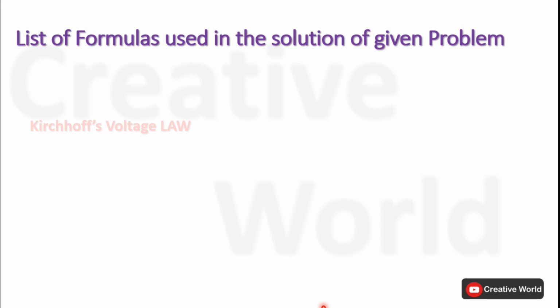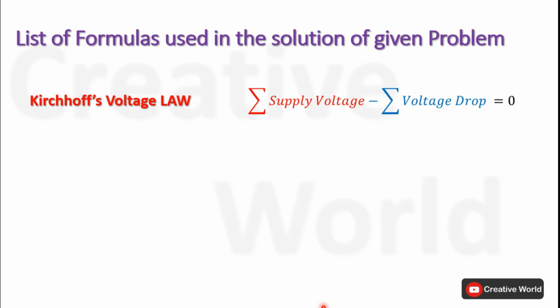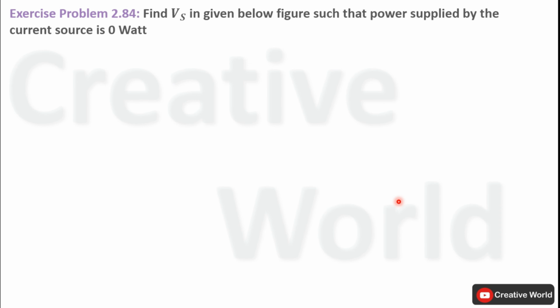While solving this problem, we will be using Kirchhoff's voltage law. According to this law, the cumulative supplied and dropped voltage across circuit elements in a closed loop is always equal to 0. We also will be using Ohm's law. According to this law, voltage across any resistance R is always equal to the product of current through it and the value of resistance itself. Now move towards the problem.